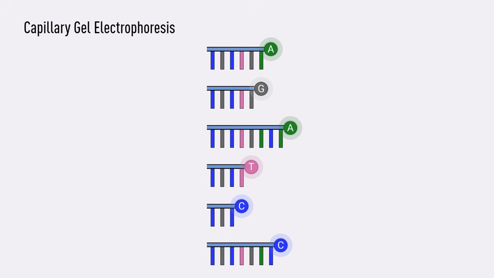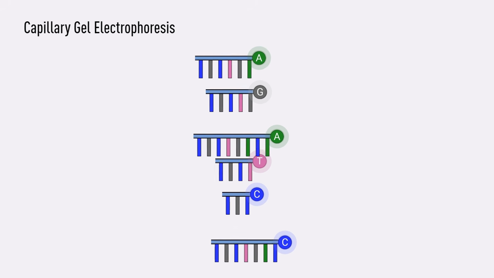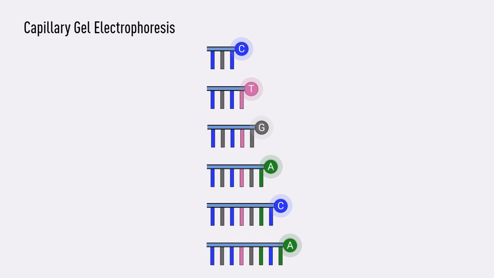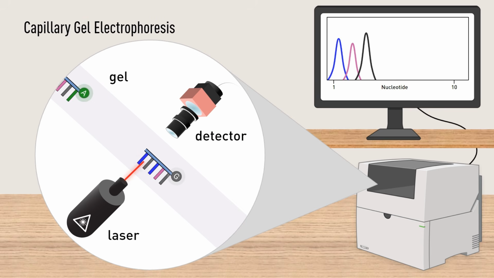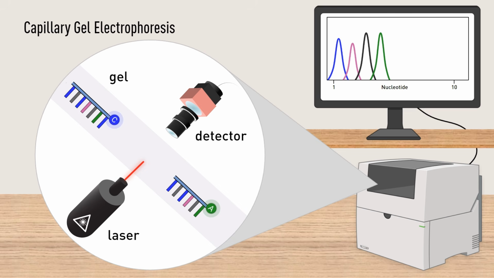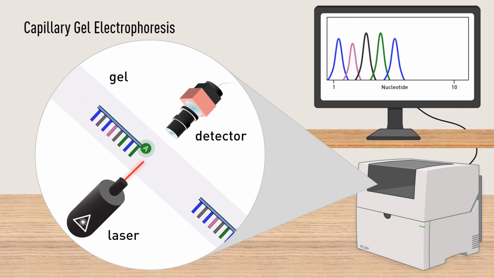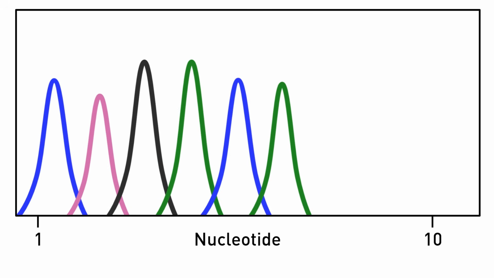Capillary gel electrophoresis is then used to separate the DNA fragments by size with single nucleotide precision. As the fragments move through the gel, a laser activates the fluorescently labeled ddNTPs, and a detector measures the fluorescence as they pass by. This process produces a graph called a chromatogram, which can be analyzed to determine the DNA sequence.